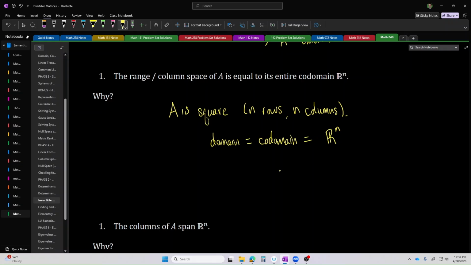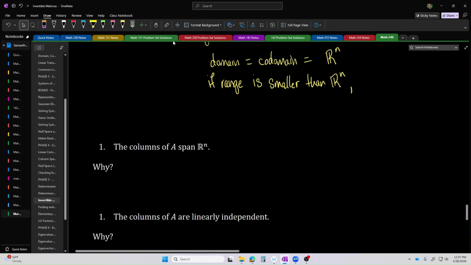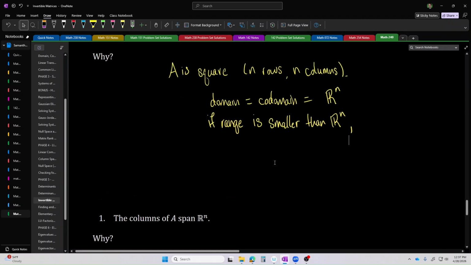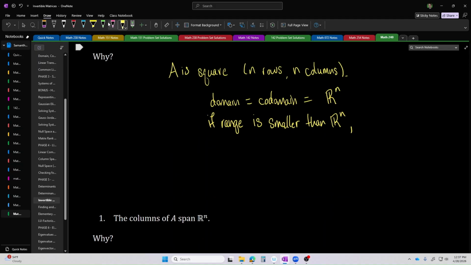So if the column space of A has a range that's smaller than this, then again, the rank-nullity theorem kicks in to say that if the range is smaller in its dimension than the domain, then A must be losing some information.